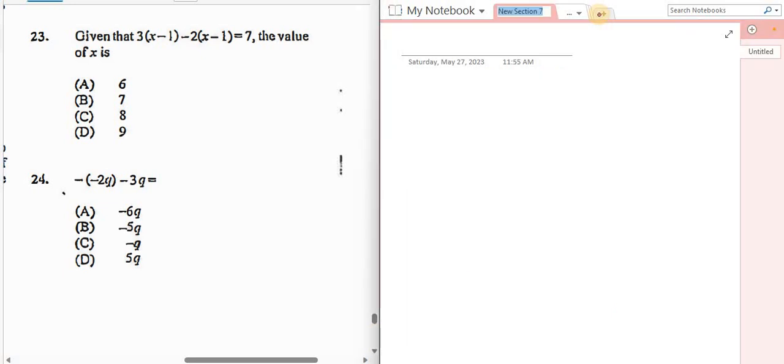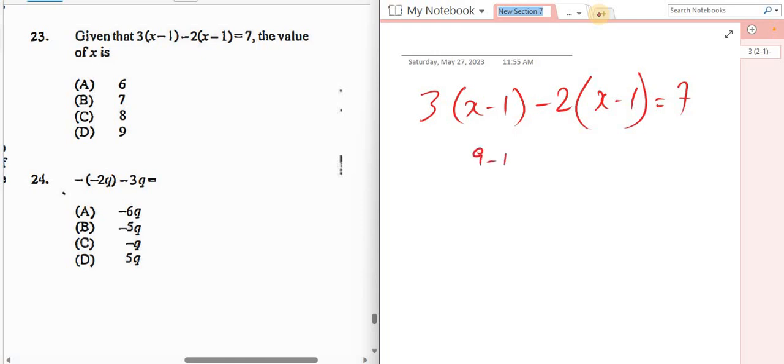Alright, let's look at this one. 23. How are you going to do this one? Distributive law, right? No, you can do two things here, guys. You can take the options and put it where x is, and then see if you could get 7. That's one option. If you don't really like to use distributive law, you're struggling with signs. So let's try. Which number would you put there first? Let's try 9. 9 minus 1 is what? 8. So it's 3 times 8 minus 2 times, what's the same 9, right?